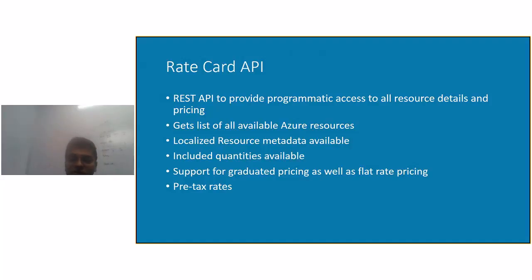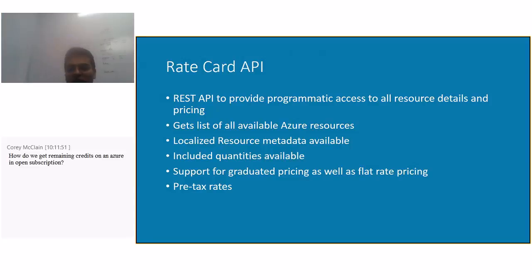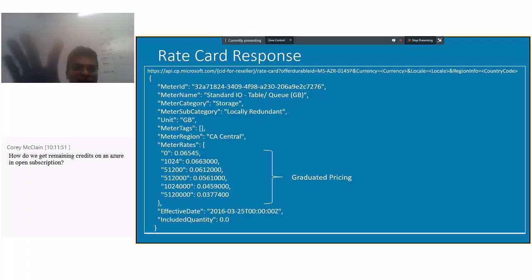But you have other information, which is the name of the meter, and all of this is localized. What is the category of the meter? So if you were going to look at it just with that, you can get that information. Included quantity and graduated pricing we already talked about. And one thing to note is that the rates that come out are the pre-tax rates, tax is not included. So I'll go into one example of a response.